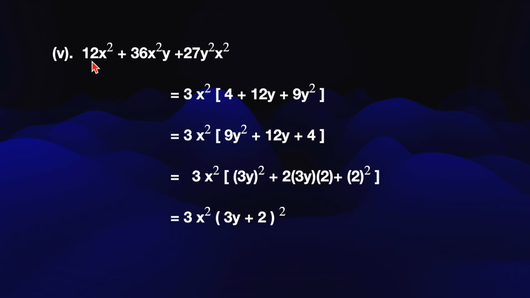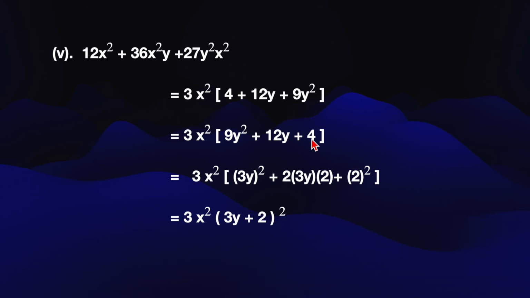Fifth sum, 12x square plus 36x square y plus 27y square x square. So here also there are so many common factors within the 3 terms. 3x square is the common factor, so you can remove it. You're left with 4 plus 12y plus 9y square. Write this in the standard form. The next step, 3x square into bracket 9y square plus 12y plus 4. This is the standard form.